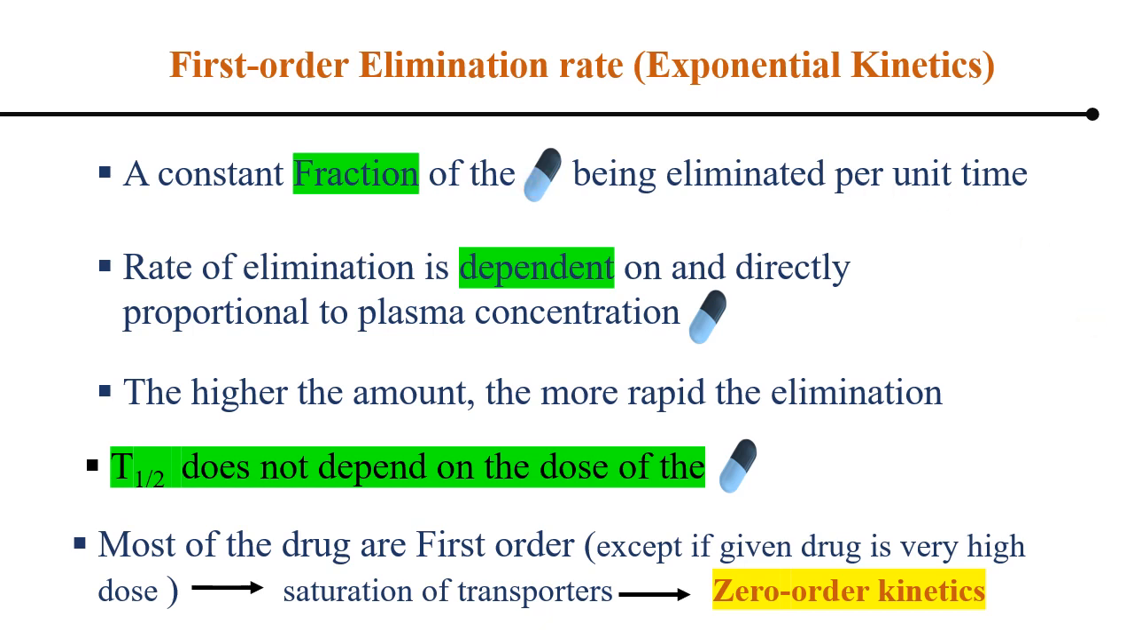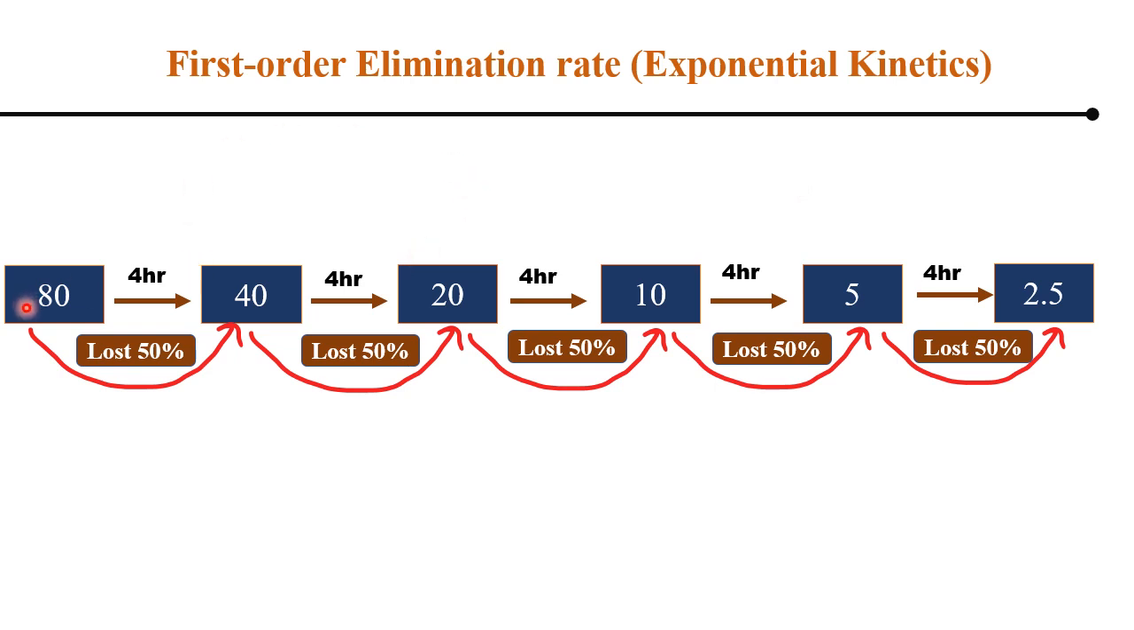For example, you have given 80 mg into the body. 80 mg in 4 hours will be converted into 40 mg. 40 mg in 4 hours, 20 mg. 20 mg into 10 mg. 10 mg into 5 mg. 5 mg into 2.5 mg. Here a constant fraction of the drug is being eliminated per unit time.